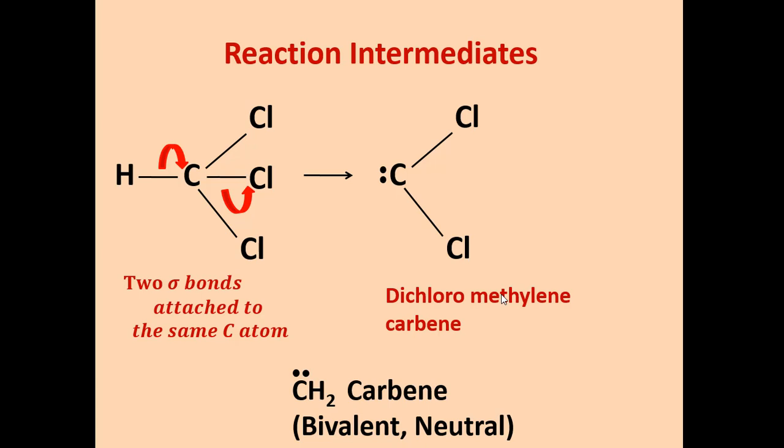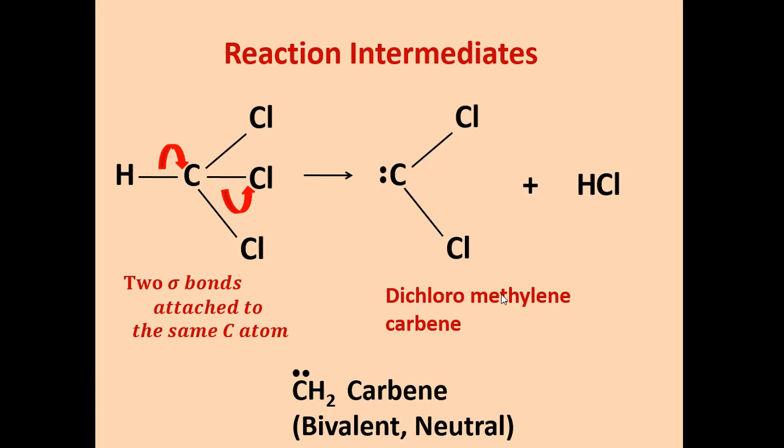What I have shown here is known as dichlorocarbene. If you have two hydrogen atoms instead of two chlorine atoms, you will find CH2 with a lone pair over the carbon atom. This is what is known as carbene. And when you substitute the two hydrogen atoms in carbene by two chlorine atoms, you will find dichloromethylene carbene, because CH2 is known as methylene. And this is more commonly referred to as dichlorocarbene itself. In addition, you find the HCl molecule which is eliminated.